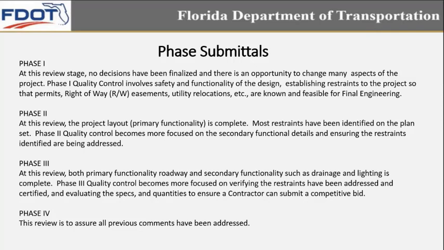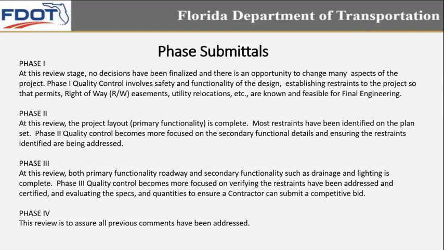You've gone from phase 1 identifying those things, such as permits and right-of-way, to now phase 2 where you're actually addressing them. And phase 3, at this review, both primary functionality of the roadway and the secondary functionality, such as the drainage, structural components, and lighting, should be complete. The phase 3 quality control becomes more focused on verifying that the restraints have been addressed. Phase 1, we identified those restraints. Phase 2, we identified how to address them. And phase 3 is really just about ensuring that they have been addressed and certified.